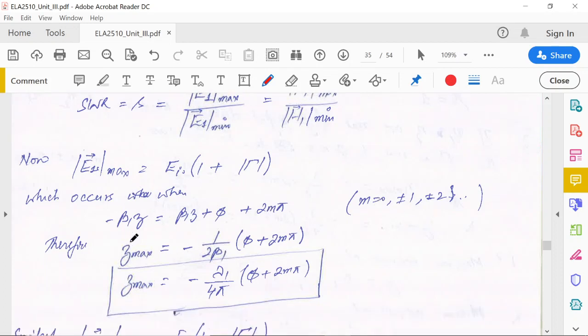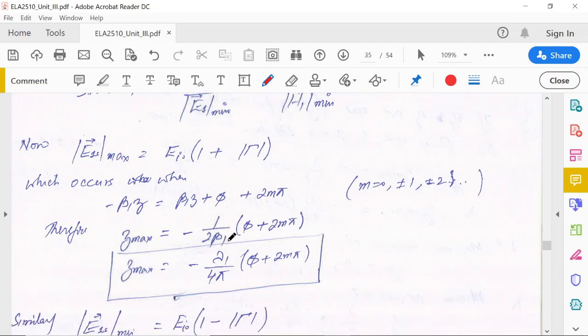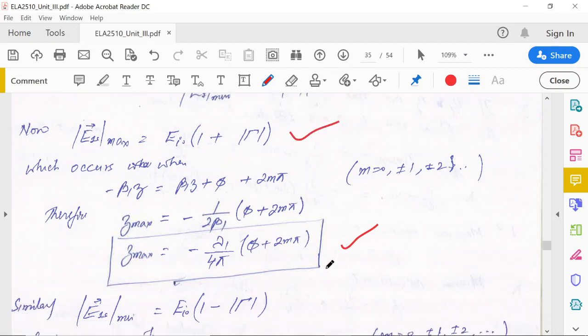Because this z will give you the maximum value, we call the point which is a solution of this equation the z at which the magnitude of E1 is maximum. We call this parameter z maximum, which comes out to be minus 1 over 2 beta 1 into phi plus 2m pi. Or in terms of lambda, beta 1 is 2 pi over lambda, you replace it, and you will get z maximum equal to this. So this will be the maximum quantity occurring at these values of z.